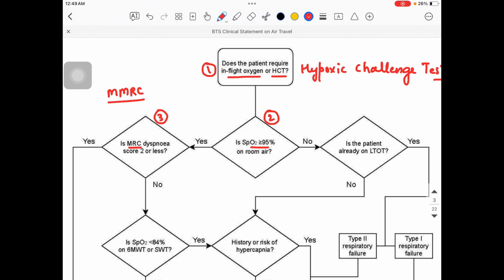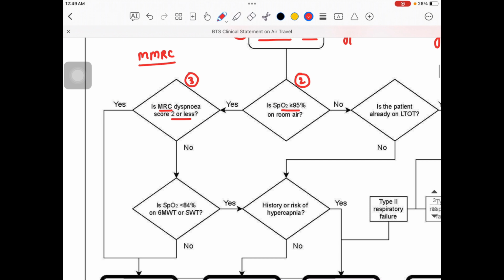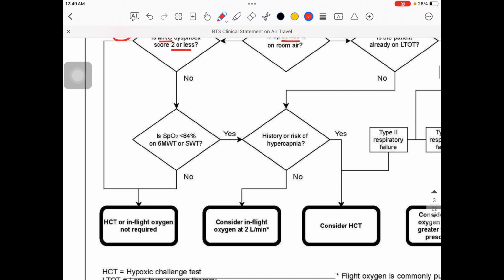If the person has an MMRC score of 2 or less, then in that case HCT or in-flight oxygen is not required. We shall tell that patient that you are safe to board your flight. In that case this patient will be safe to board the flight.